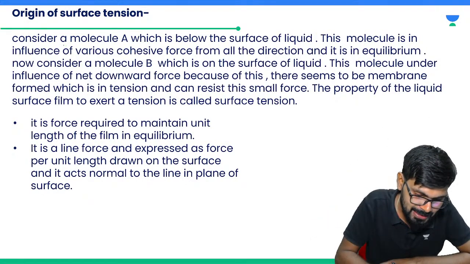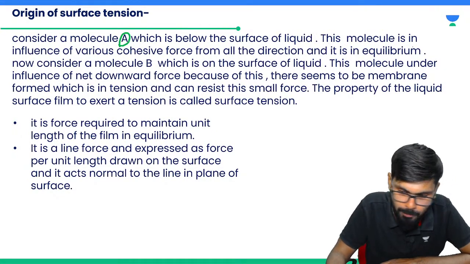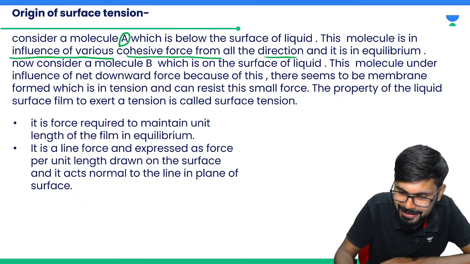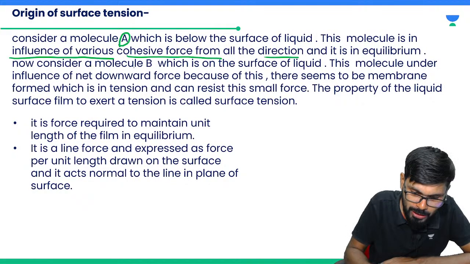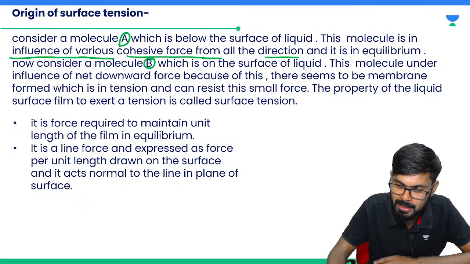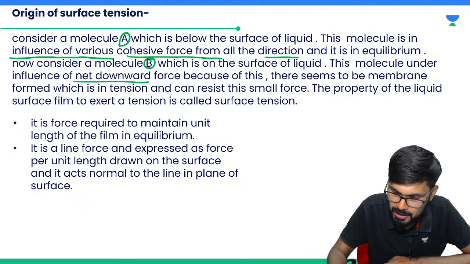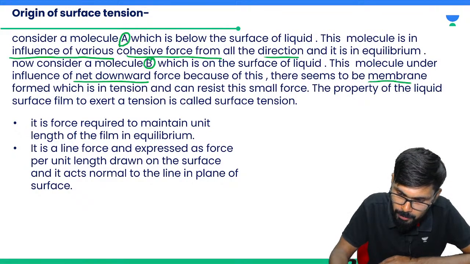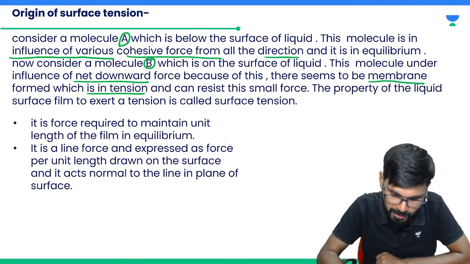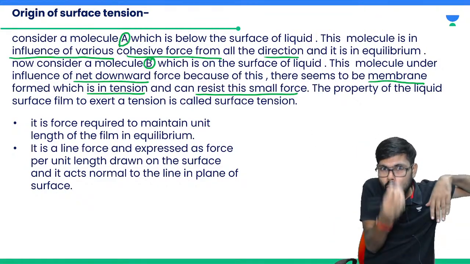Consider a molecule A which is below the surface of the liquid. The molecule is under the influence of cohesive forces from all directions, and it is in equilibrium. Now consider molecule B which is on the surface of the liquid. This molecule is under the influence of a net downward force. This seems to be a membrane. A membrane is formed which is in tension, and it can resist this small downward force.